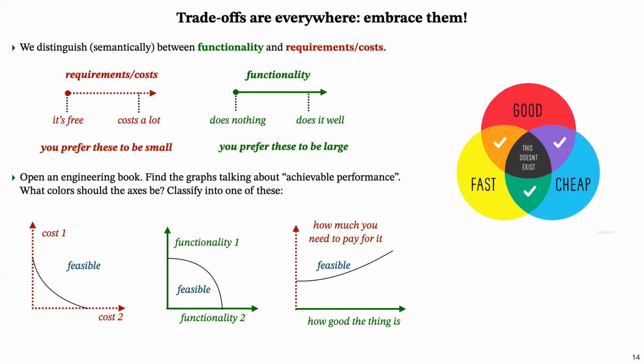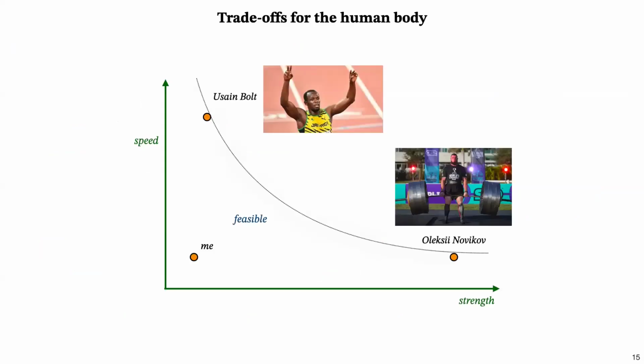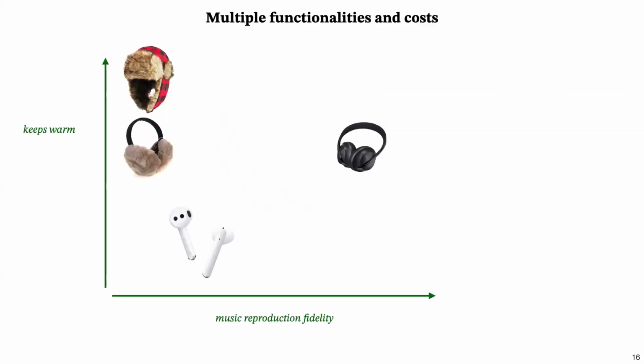Now, let's look at some examples of trade-offs, because I think we are not used to thinking about trade-offs enough in our lives. So for instance, you could look at the human body in sports and look at speed versus strength. Usain Bolt, clearly very fast, not so strong. Oleksiy Novikov, super strong, not so fast. Both build kind of this Pareto front. There are many others in between. Both are faster and stronger than me, who sits here, but this is kind of a trade-off between speed and strength.